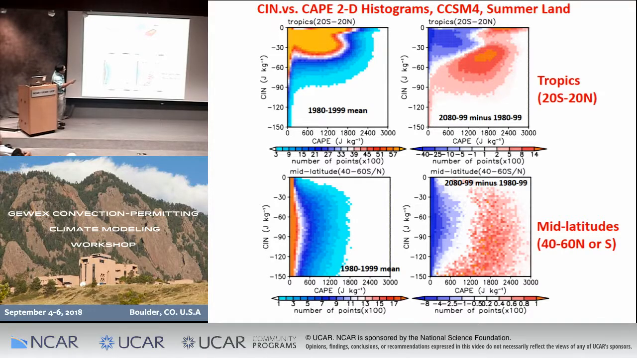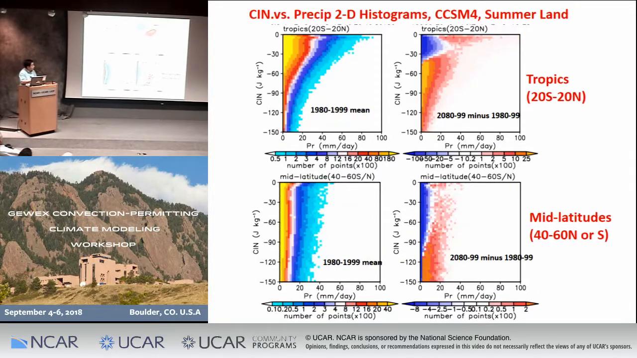So essentially, in the future climate, you see fewer cases where CIN is low and the CAPE is low, but more conditions with a larger CIN and also larger CAPE. All right, so this is the tropics. And the middle latitudes look quite a little bit different in the change pattern, but it's also a switch to higher CIN and higher CAPE cases.